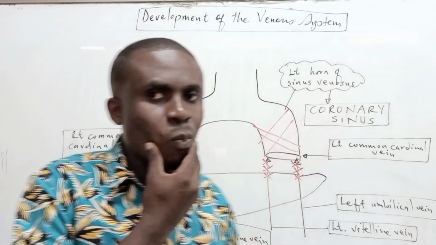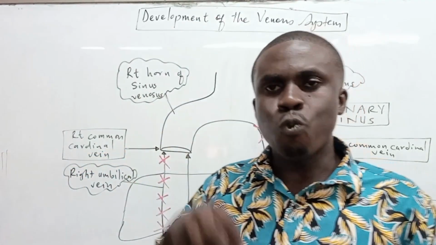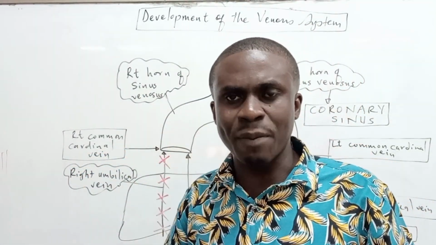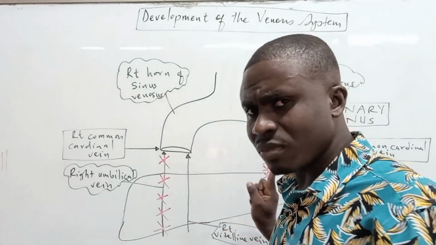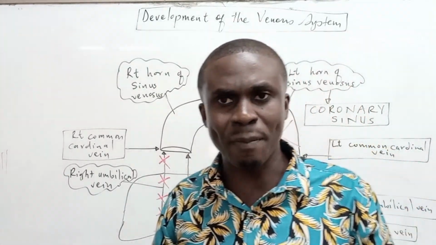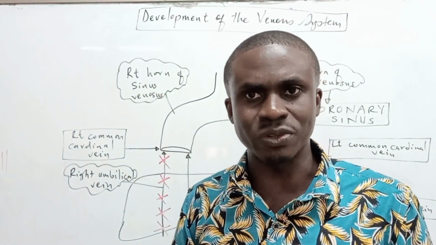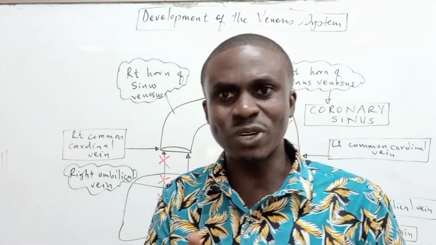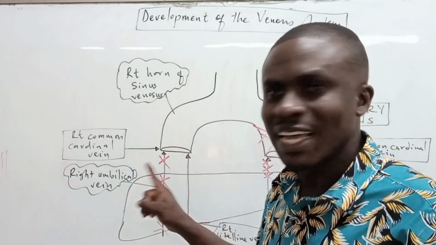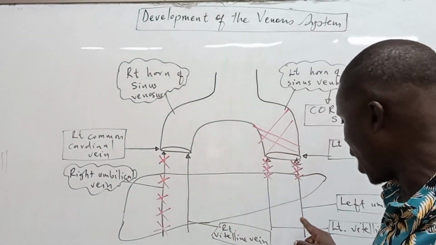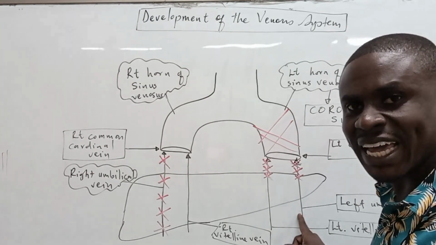And so the point is, there should be a way for this oxygen-rich blood, coming through this left umbilical vein from the mother's blood, to get to the heart of the fetus or of the embryo. For this reason, there should be a connection. There should be a connection. And what is going to be that connection? It has to come all the way from this left umbilical vein.